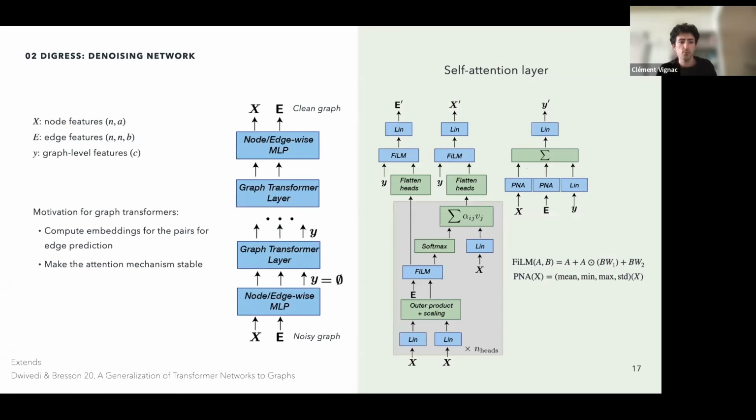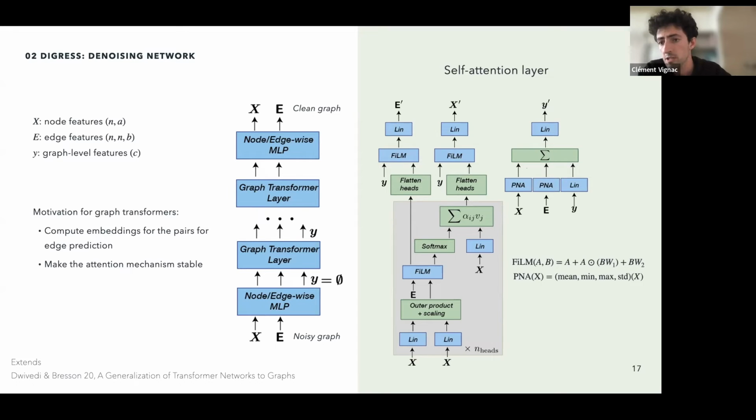Okay, let's move to the parameterization of the denoising network. You have the architecture on the left. You start from a noisy graph. It has node features and edge features. You want to predict a clean graph with node features and edge features as well. But inside the network, we also allow for graph level features. Why? We want to predict edge features, so we need to compute all pairs. So it makes sense to have an attention mechanism.